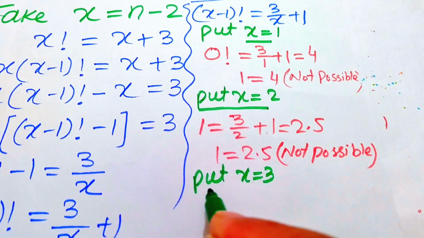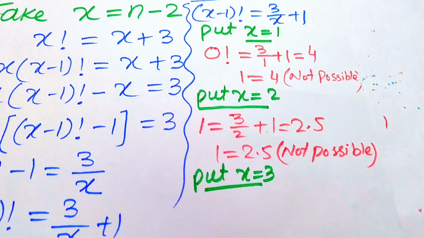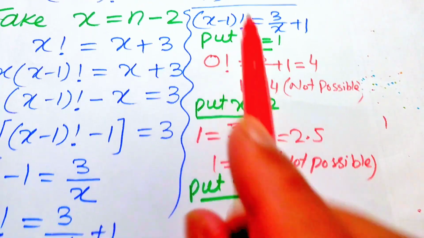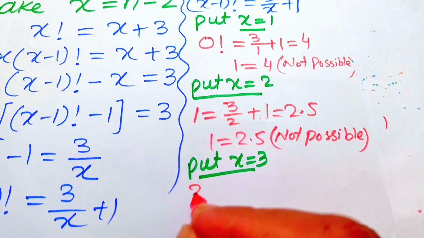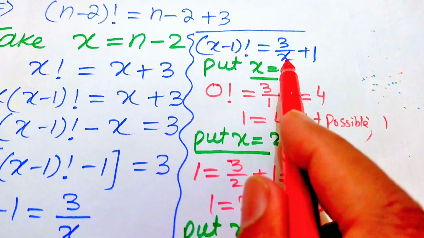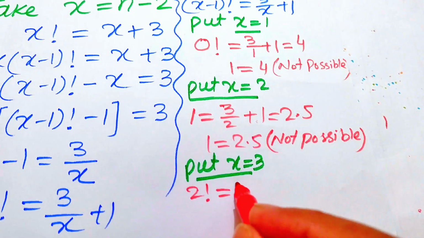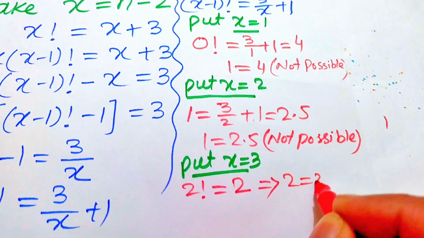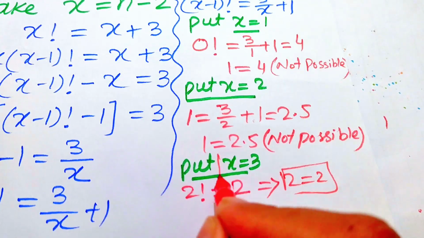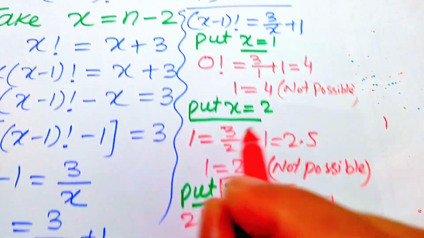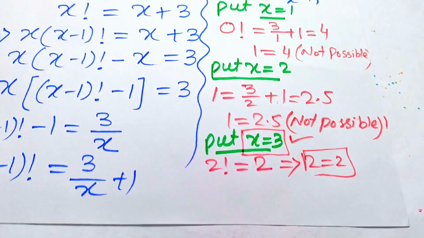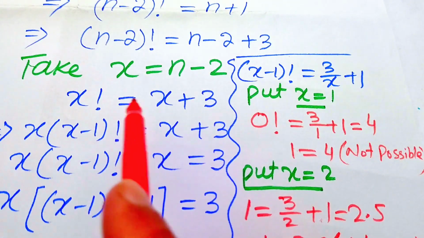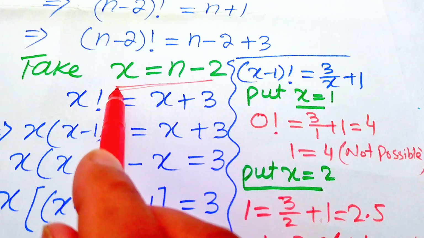So now we substitute x equals 3 in the given equation, and it becomes 3 minus 1 is 2, and 2!. So we obtain 2! equals 3 over 3 is 1, and 1 plus 1 is 2. So 2! equals 2, and 2 equals 2. So it means that x equals 3 satisfies this equation. So we have x equals 3 as the solution, and now we back substitute the value of x in this equation. So we put the value of x here.